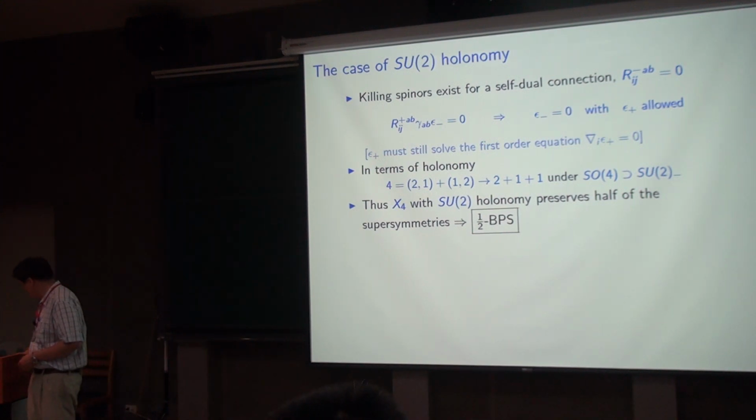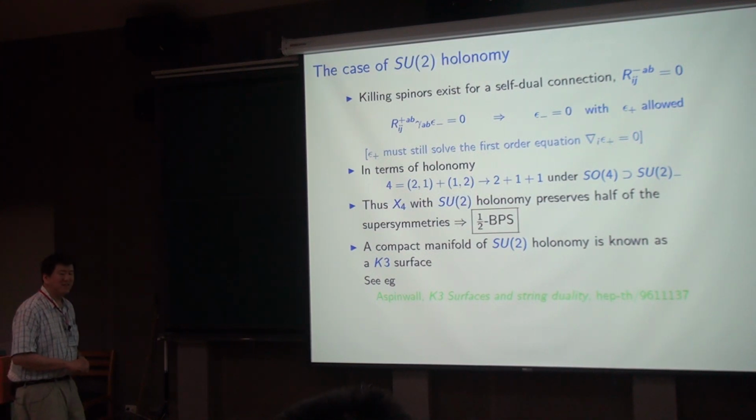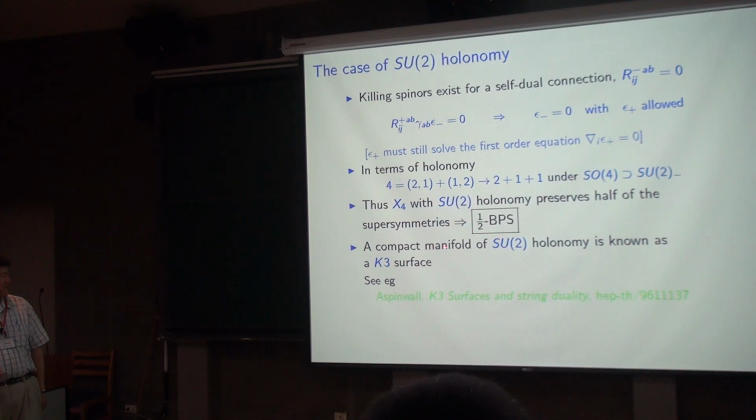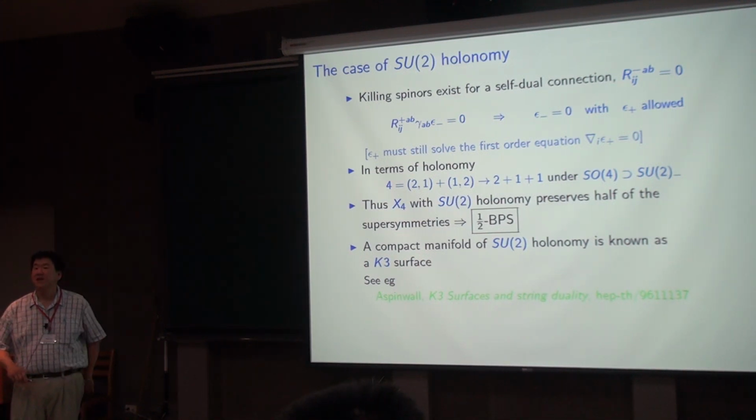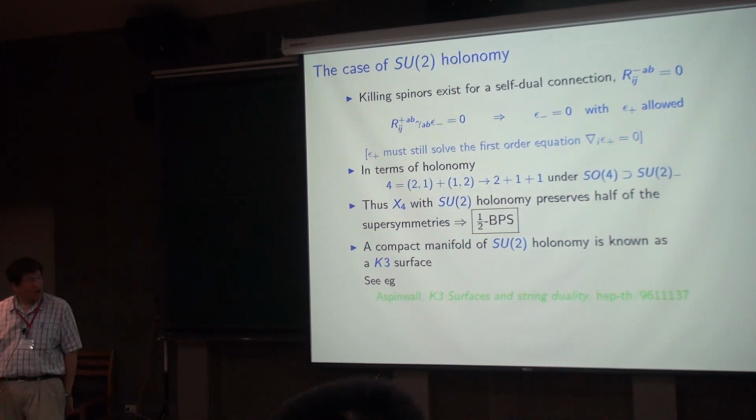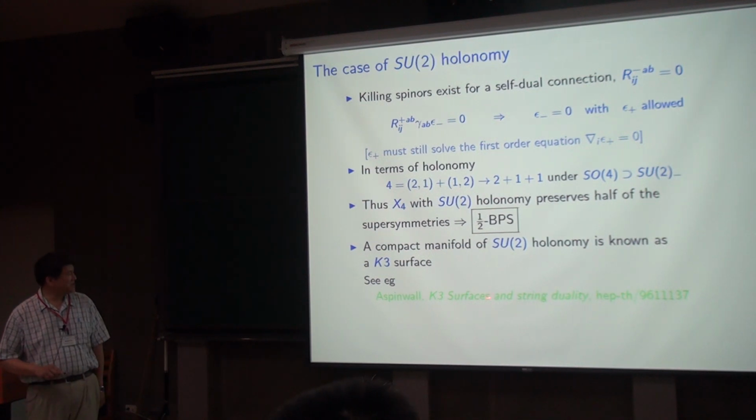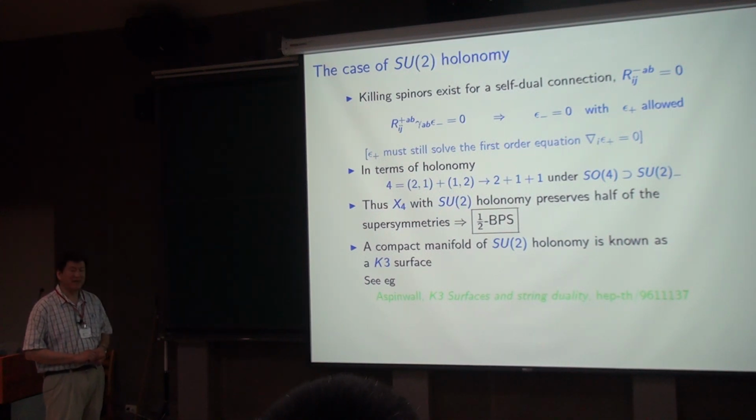Compact manifolds with SU(2) holonomy, up to moduli, there's basically just one, which is known as the K3 surface. So SU(2) holonomy for the compact case is basically the story of the so-called K3 surfaces. They're used quite often in various situations. Paul Aspinwall has a very nice review on K3 surfaces if you want to think a little bit more about that.